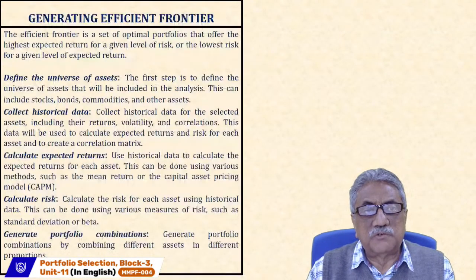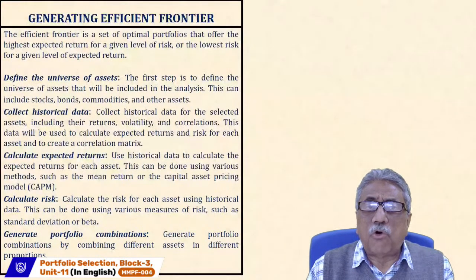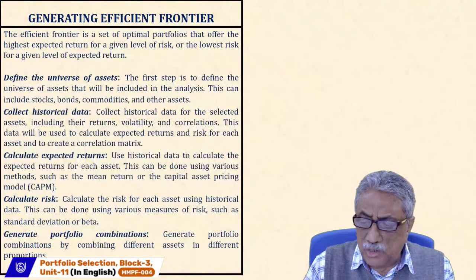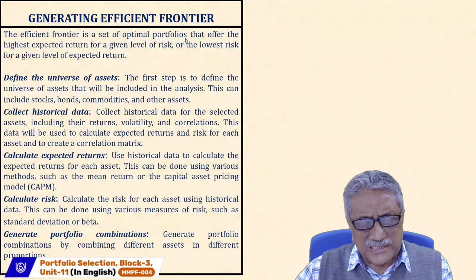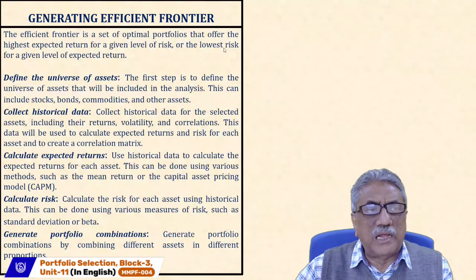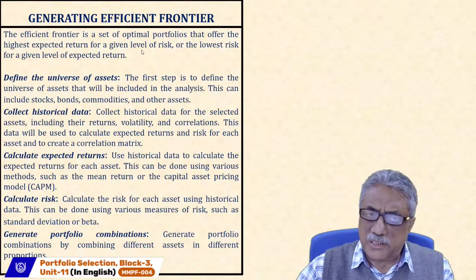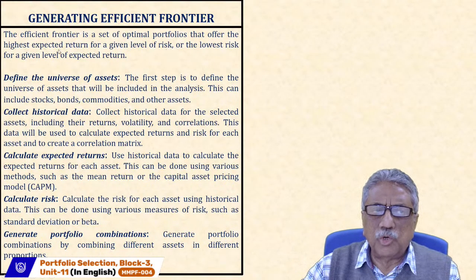Now, let us understand what the efficient frontier is. Efficient frontier is a set of optimal portfolios. Mind the word optimal portfolio. That means a balance between risk and return that offers the highest expected return for a given level of risk, or, as I repeated, the lowest risk for a given level of expected return. Now, how do I go about it?